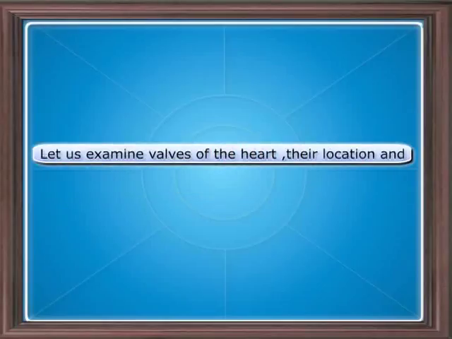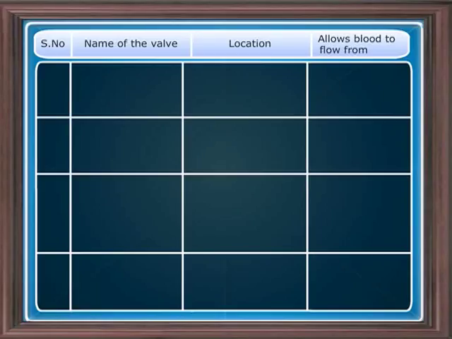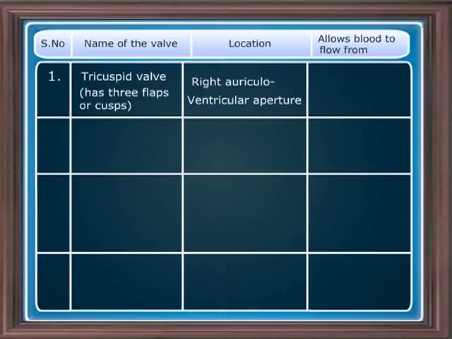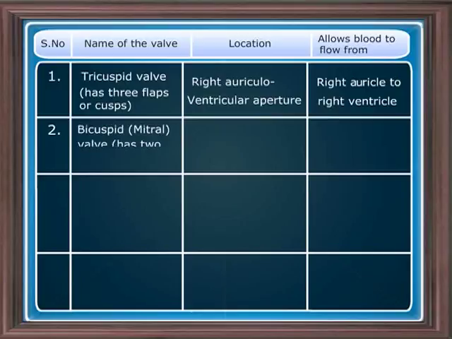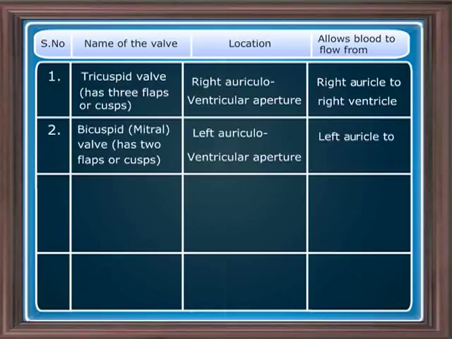Let us examine the valves of the heart, their location and the direction in which they allow blood flow. The tricuspid valve has 3 flaps or cusps. It is located in the right auriculoventricular aperture. It allows blood to flow from the right auricle to the right ventricle. The bicuspid or mitral valve has 2 flaps or cusps. It is located in the left auriculoventricular aperture. It allows blood to flow from the left auricle to the left ventricle.